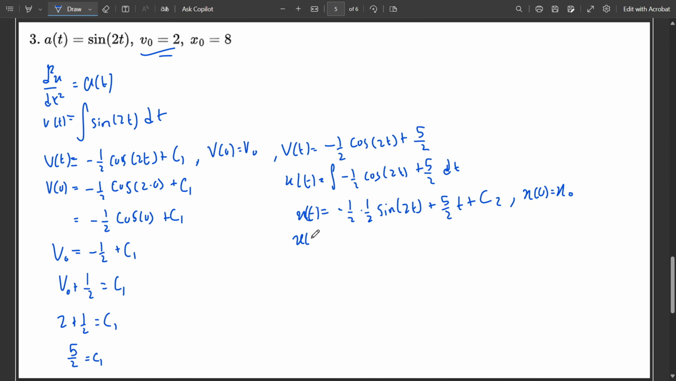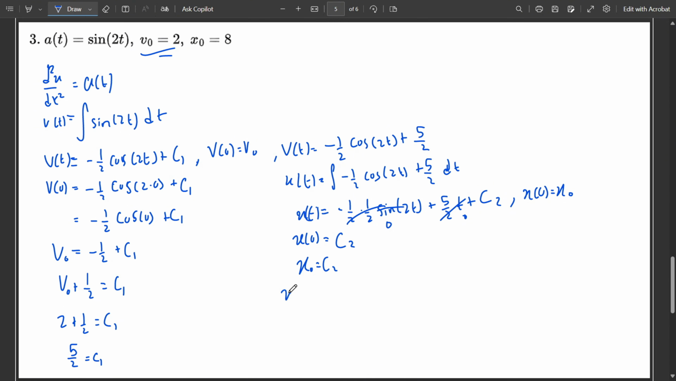Well, x of 0 is just sine of 0, which is just 0, so this cancels. So this becomes 0, and this becomes 0 also. So it's just our c2. x of 0 is just c2, so x initial equals our c2.